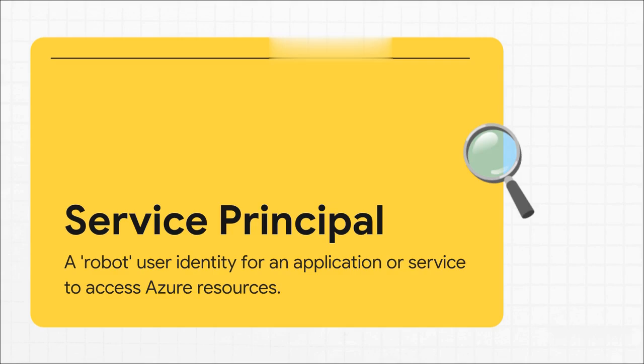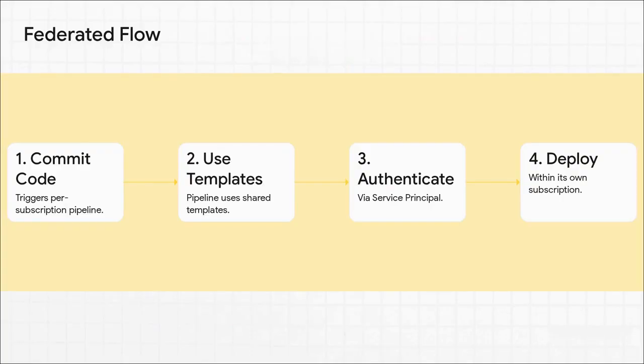You create one for each pipeline, give it permissions inside its own subscription, and here's the key difference. You are now on the hook for managing its credentials. And those credentials are often long-lived and need to be rotated manually. So the flow here is a lot more spread out.